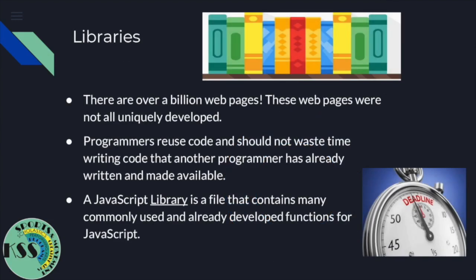JavaScript Libraries. There are over 1 billion web pages. These web pages were not all uniquely developed. Programmers reuse code and should not waste time writing code that another programmer has already written and made available. A JavaScript library is a file that contains many commonly used and already developed functions for JavaScript.